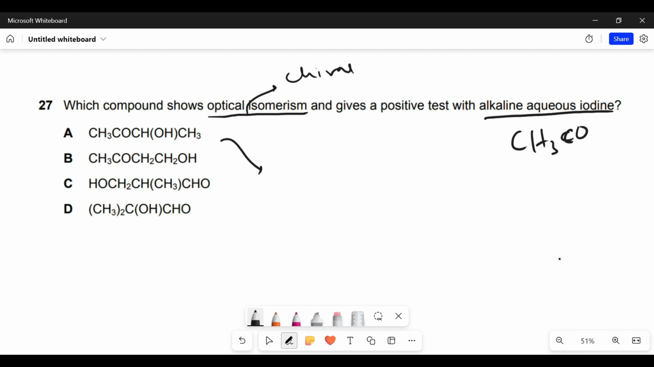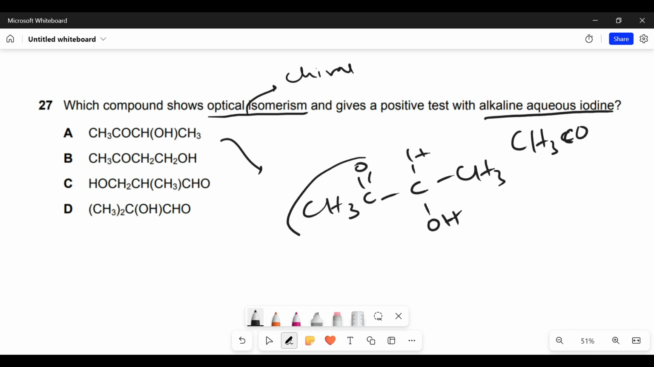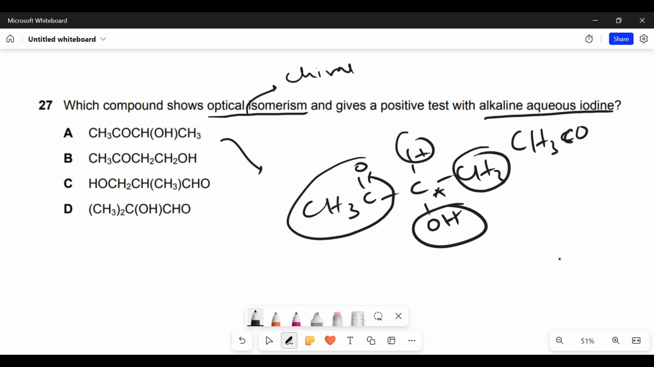Let's look at option A. Option A is CH3, C double bond O, CH, OH and CH3. As we can see, this carbon is attached to 4 different groups. All of these are different groups. That means this is a chiral center, hence it shows optical isomerism. It also contains a methyl ketone group which can give a positive iodoform test. That means it can give a positive test with alkaline aqueous iodine, hence option A is the correct response. You can check the other options, they won't show both of these features.